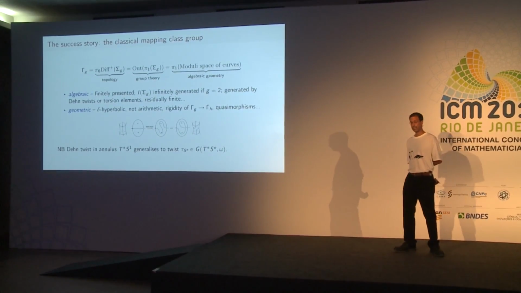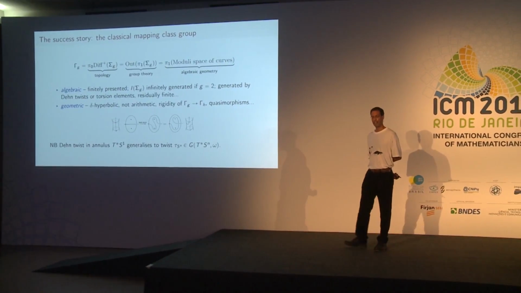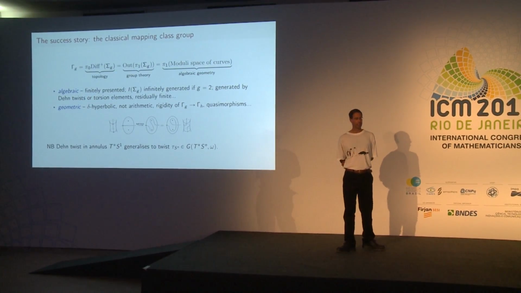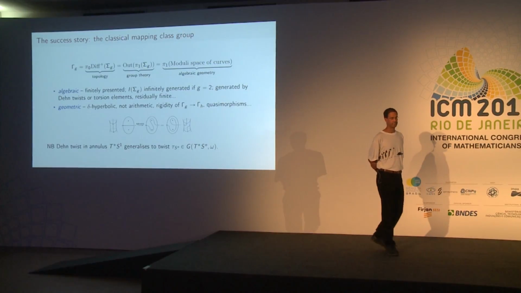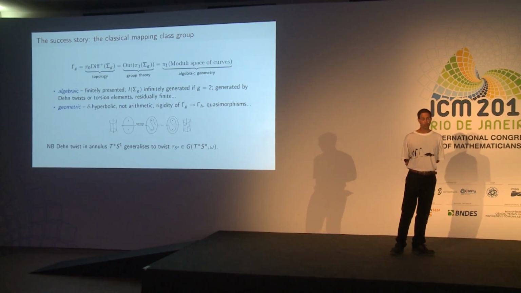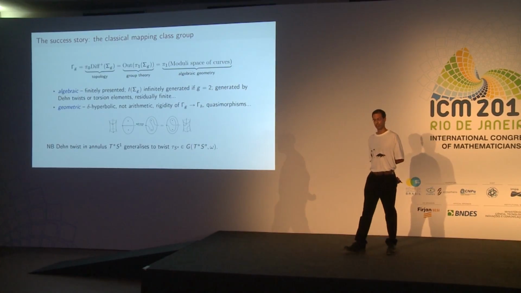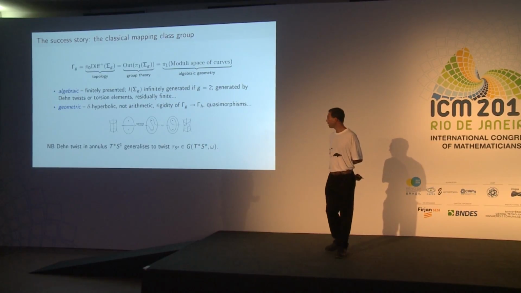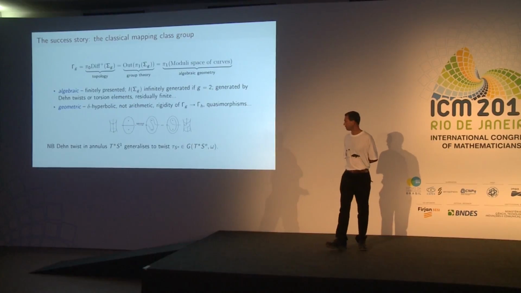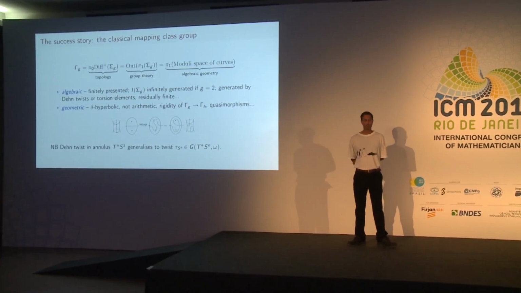If we look at its cousin, the Torelli group, the part that acts trivially on cohomology, that's not known to be finitely presented, and in fact is known to not be finitely presented. It's an infinitely generated group when g equals 2. And we know explicit finite presentations. We have geometrically meaningful generators.